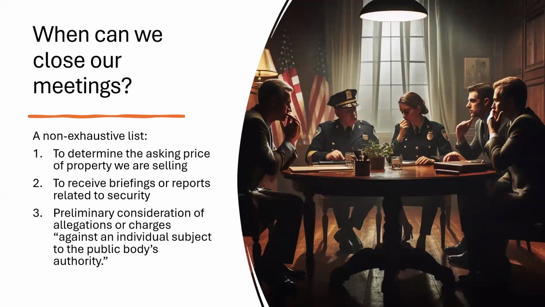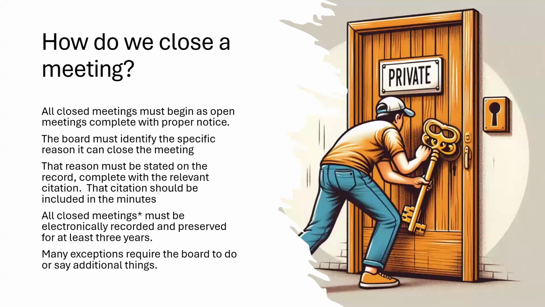But there are circumstances under which we do get to close our meetings. So it's a non-exhaustive list. To determine the asking price of property that we're selling, real or personal, you get to close a meeting for that. Receiving briefings or reports related to security, you get to close a meeting for that. Preliminary considerations of allegations or charges against an individual subject to the public body's authority, you get to close a meeting for that, potentially. Attorney-client privilege, that's another one. So there are ways to do this.